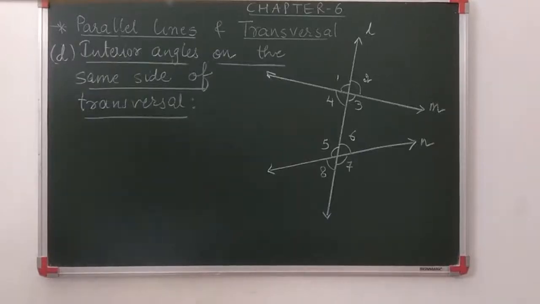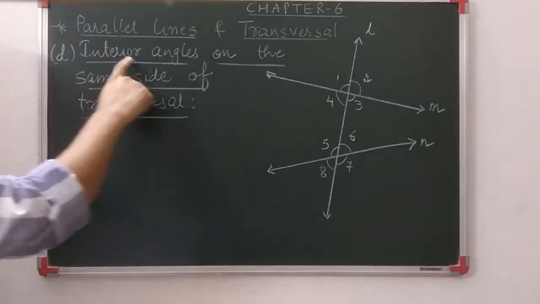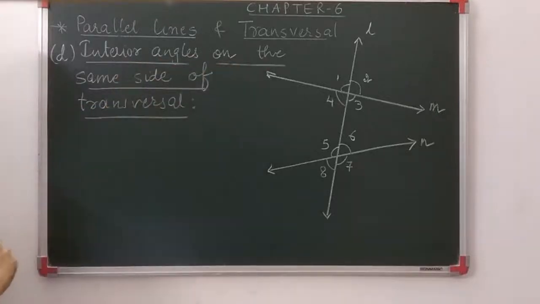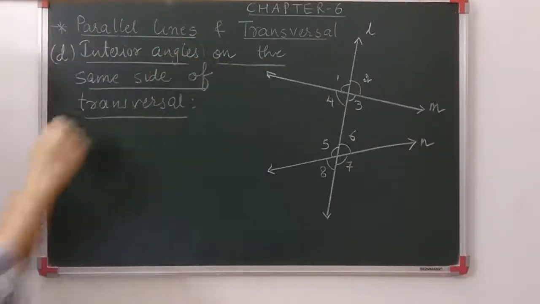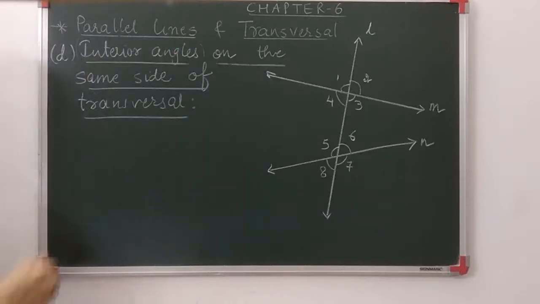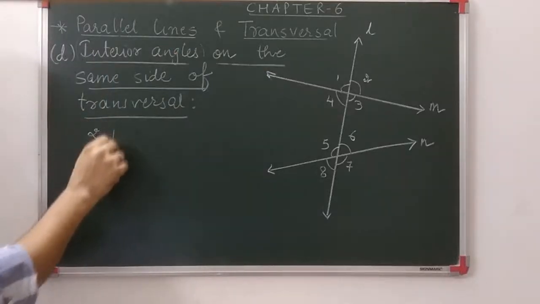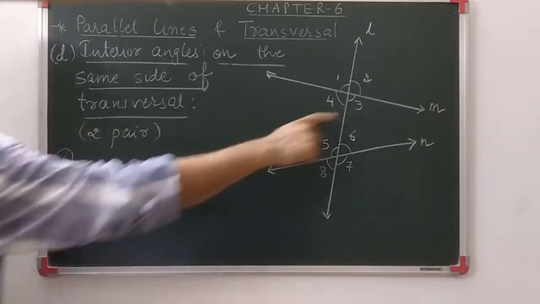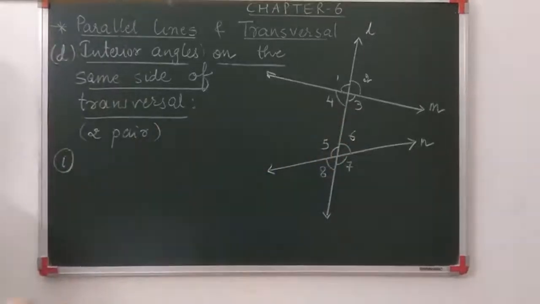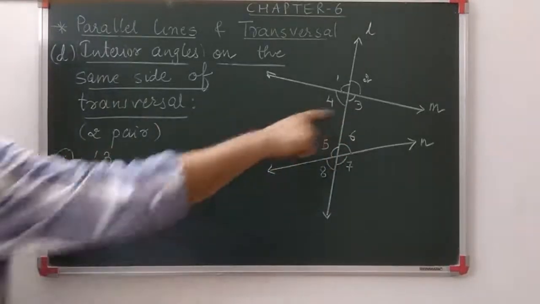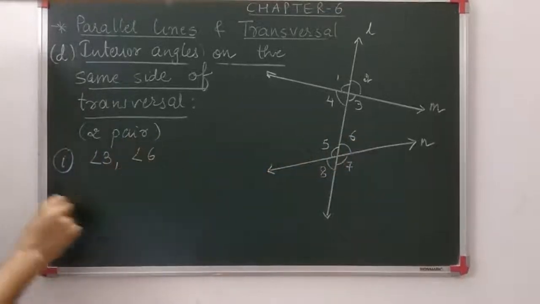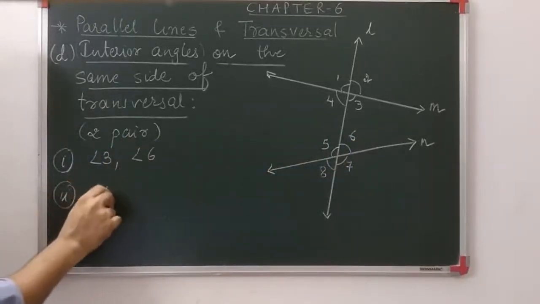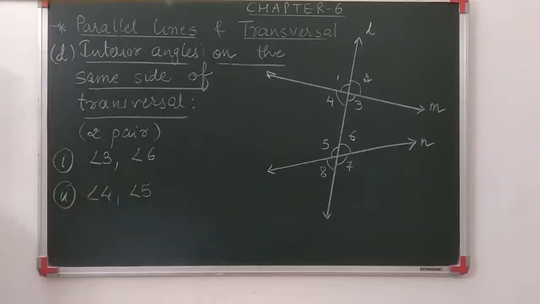Let's see the last one, that is the interior angles, but these interior angles are on the same side of the transversal. So we'll use sometimes the interior angles only, but these interior angles are on the same side, they should be on the same side. So again there are two pairs of interior angles on the same side of the transversal. So which are the interior angles? 3, 4, 5, 6. But as we discussed, on the same side, so if I take 3, then 6 is on the same side. So obviously for the rest, if I take 4, then 5 is the interior angle. Now let us see the relation between all these pairs of angles.